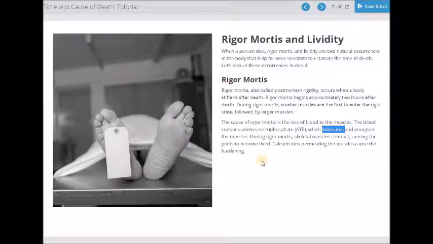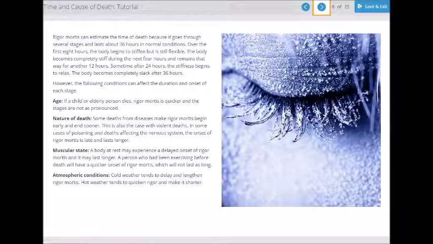This is a slow process that can be measured by forensic scientists, and it can help them to determine when somebody died. All right, it lasts about 36 hours, and then the body starts going limp again. So over the first 8 hours, the body begins to stiffen, but it's flexible. Then after that, it becomes completely stiff for the next 4 hours and remains that way for 12 hours. So now we're up to about 24 hours at that point. And sometimes after the first 24 hours, it starts to slowly relax, and the body becomes completely slack after 36 hours.